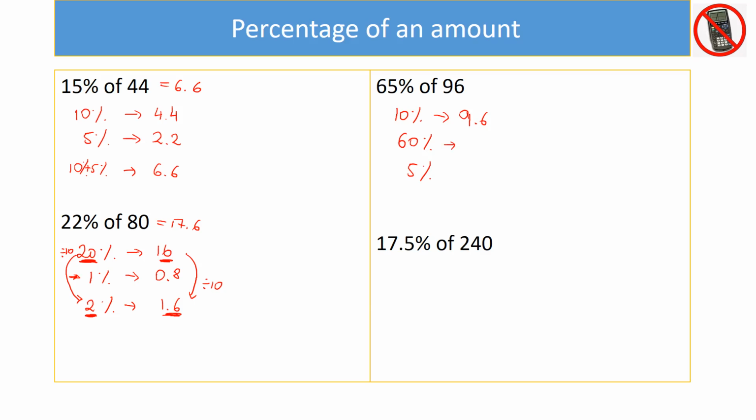Now to get 60%, I have to times it by 6, this is 6 times more, so I need to times it by 6, so 9.6 times 6. 6 times 6 is 36, so we put 6 here, we carry the 3, 6 times 9 is 54, plus 3 is 57, so that's 57.6, and then 5% is a half of 10, so it's a half of 9.6, so that is 4.8.